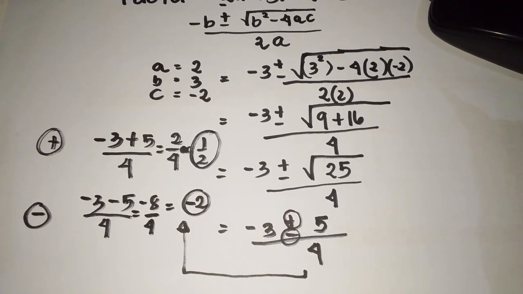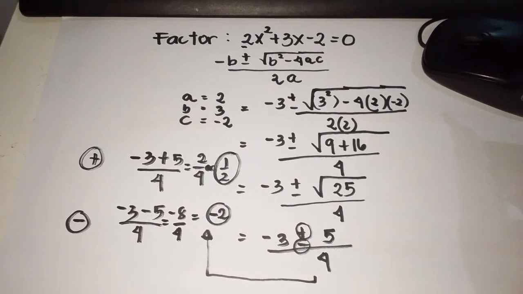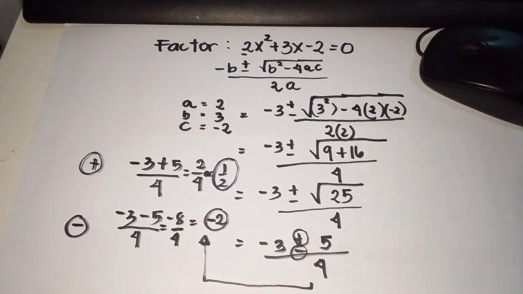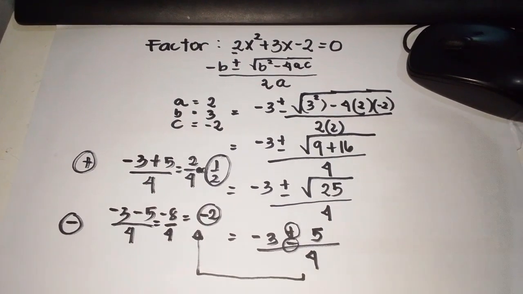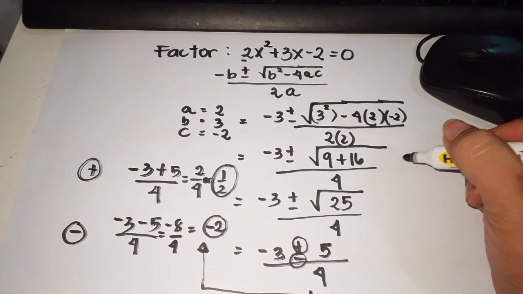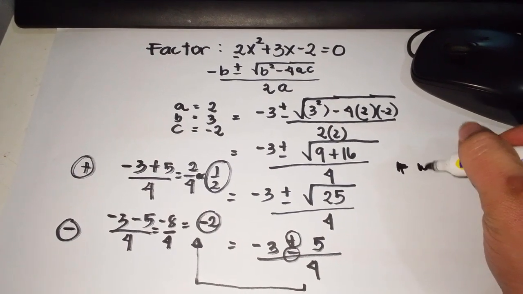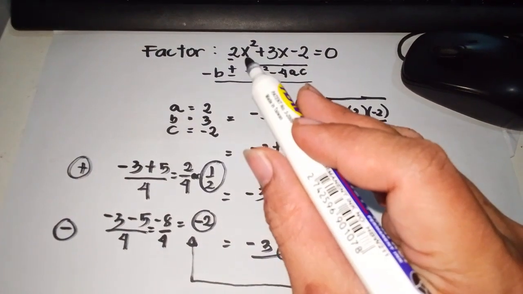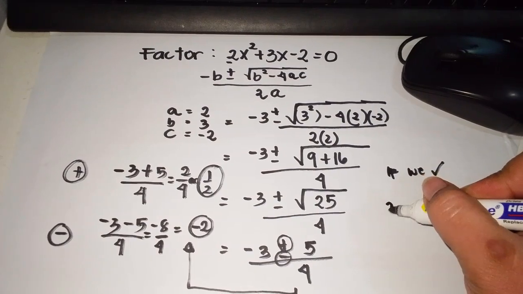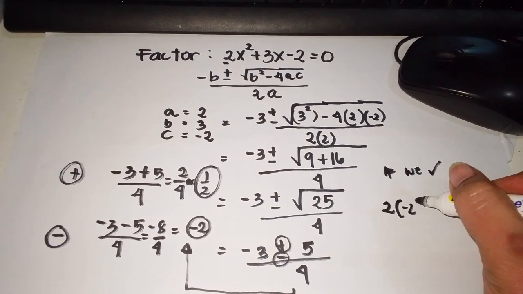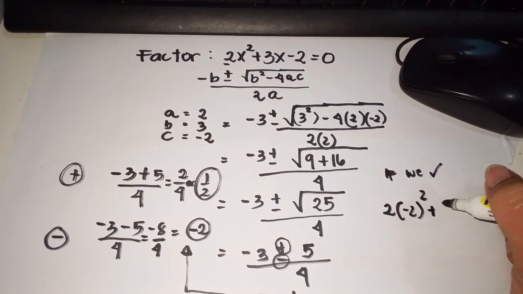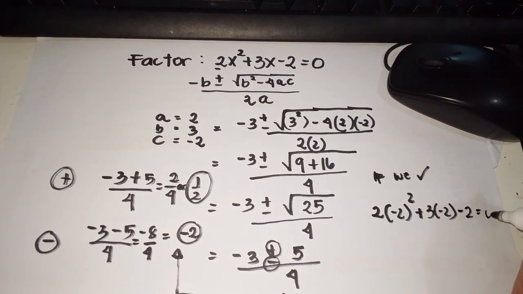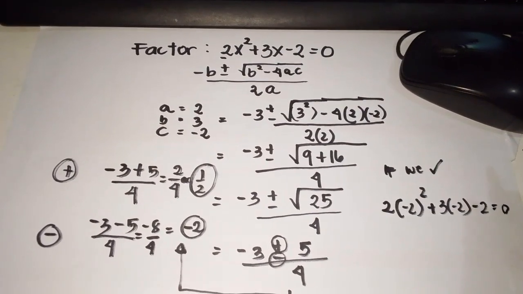Okay, for us to be sure and to prove the equality of the left side to the right side, which is 0, now we try to substitute the value of x, which is negative 2, into the original given. So we have 2x squared plus 3x minus 2. All of the x must be substituted by negative 2. So it becomes 2 times negative 2 squared plus 3 times negative 2 minus 2 is equal to 0.